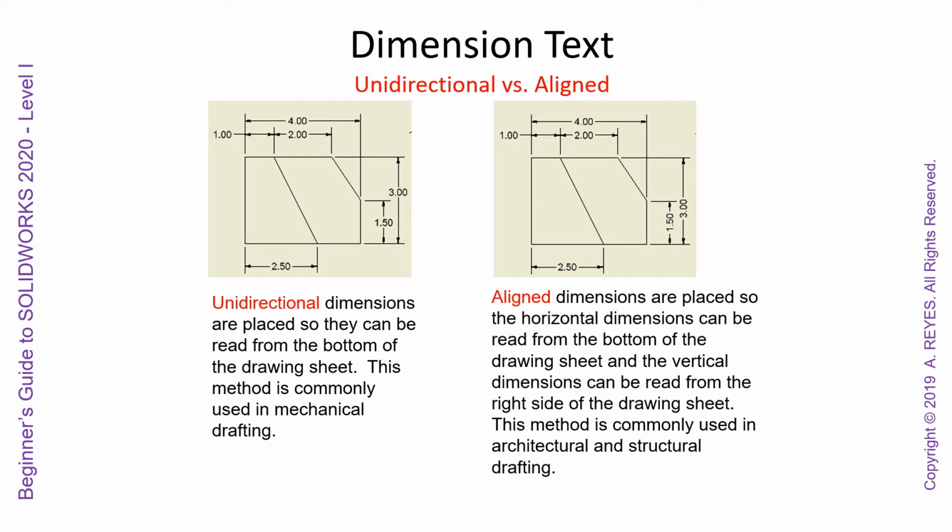Unidirectional dimensions are placed so they can be read from the bottom of the drawing sheet. This method is commonly used in mechanical drafting. Aligned dimensions are placed so the horizontal dimensions can be read from the bottom of the drawing sheet, and the vertical dimensions can be read from the right side of the drawing sheet. So you can see the unidirectional dimensions. Everything is the same, right? They're all horizontal pretty much, or exactly on this one. And then the aligned has horizontal for the horizontal lines and then vertical for the vertical lines.